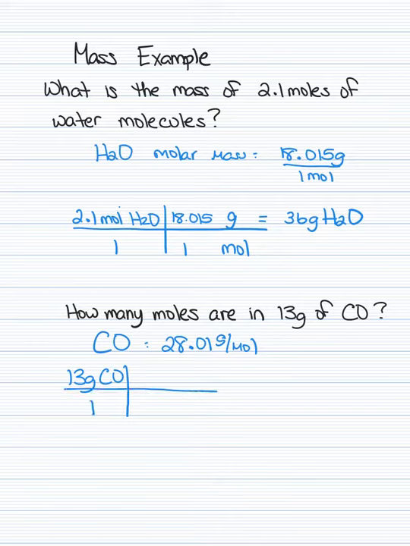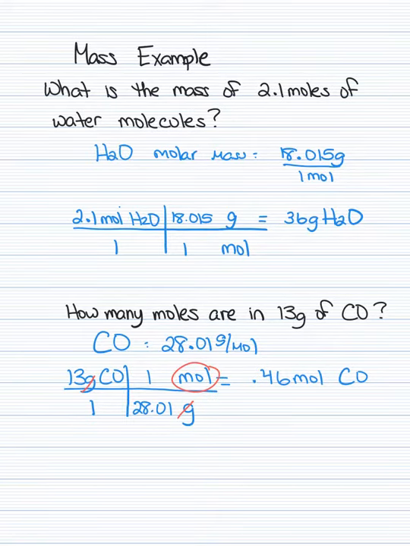So when I set up my problem here, I have 13 grams of carbon monoxide. Going to put that over 1. Grams on the bottom, moles on the top, 28.01 grams in the 1 mole. When you do out your math, you're going to have an answer of 0.46 moles of carbon monoxide because your grams is canceled and you are left with moles.